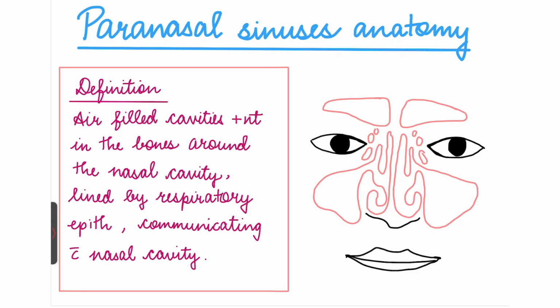Namaste. In part 1 of paranasal sinuses, we are going to understand the anatomy and the physiology of PNS. What is PNS? PNS are outpouchings from the lateral wall of the nose. Let's define them. They are air-filled cavities present in the bones around the nasal cavity, lined by the respiratory epithelium, that is, the pseudostratified ciliated columnar epithelium. They communicate with the nasal cavity.